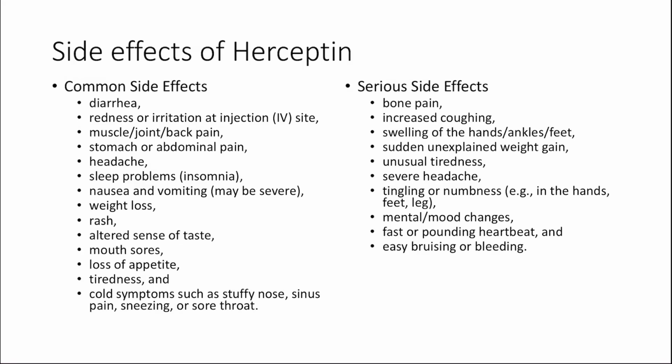So these are some of the side effects of the drug. You can see there are more common side effects like stomach and abdominal pain, sleeping problems, nausea, some mouth sores. But you have some serious side effects that have to do with bone pain, increased coughing. You have severe headaches. You can get numbness in your hands and feet and legs or arms. You have mental and mood changes. You have problems with your heart, and you can also bruise easily or start bleeding easily.